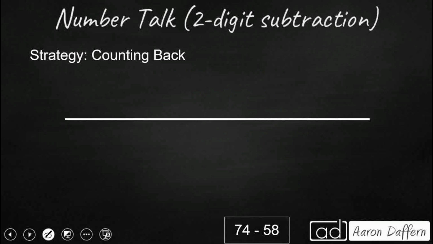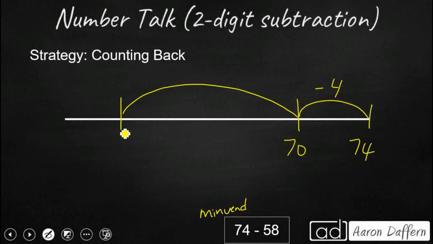Now, sometimes, instead of counting up, we can just count back. So what we do is we start with our minuend, and we are going to take jumps backward. It's basically the opposite of adding up. So we're going to go down to the next 10 below 74. That's 70. We're going to take a big jump of 10 to get down to 60. And really, our goal is our subtrahend.